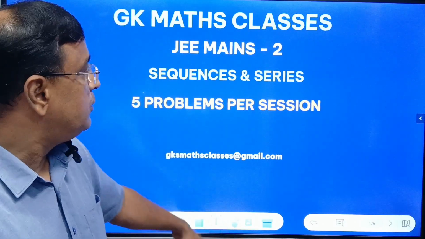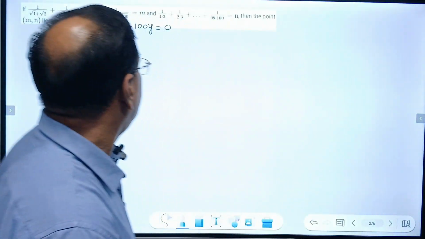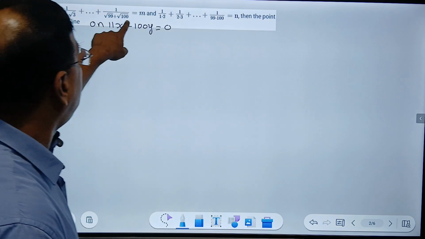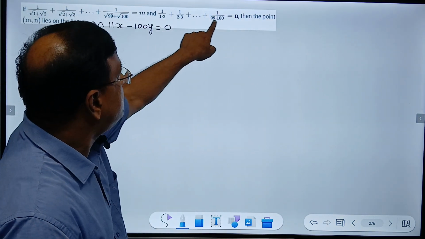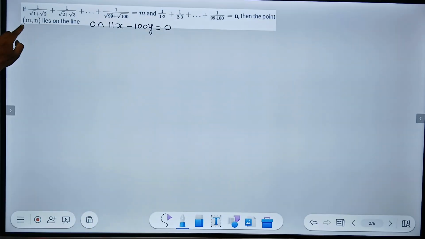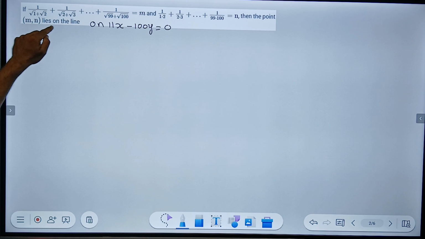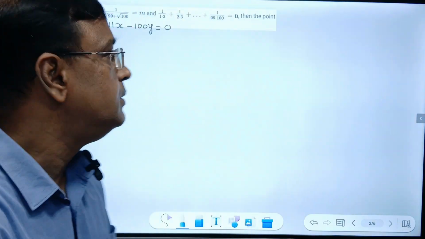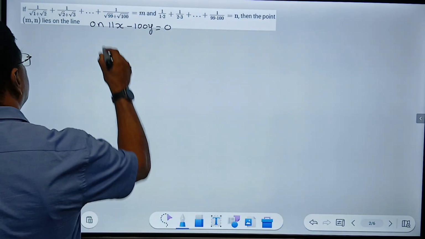Okay, let's continue. Now, what is the first part of the question? The question here is 1 by 1 plus root 2, 1 by root 2 plus root 3, and so on up to m, and this series is given. Then you have to find the point (m, n) and show that it lies on this line. This is a JEE Mains question. It's not at all complicated. It's very simple. So first let's make use of what is given.